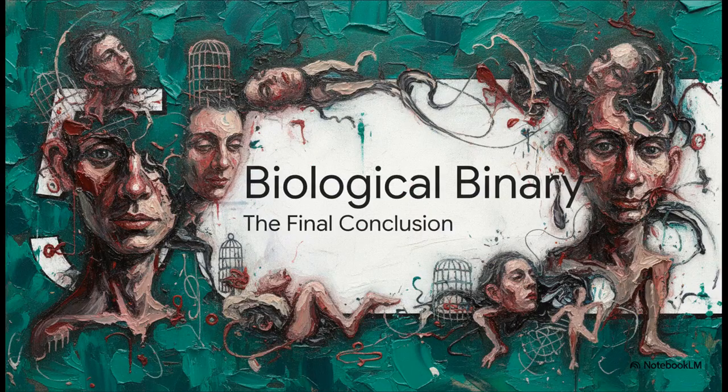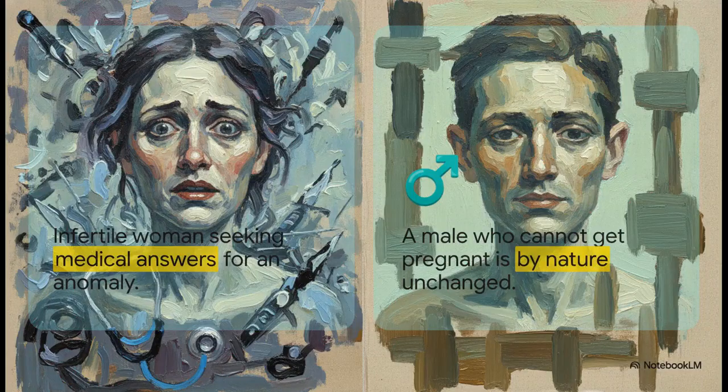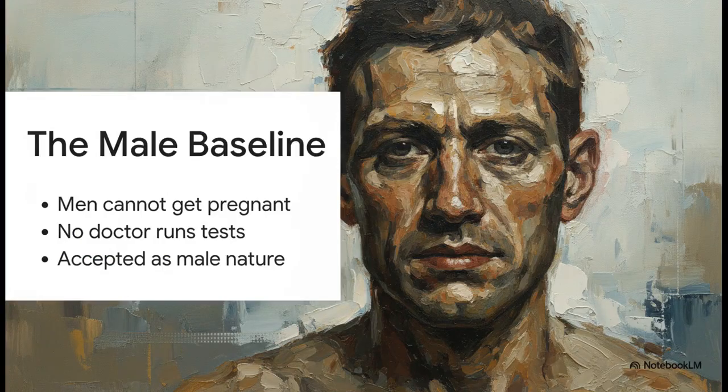Finally, we reach Part 5, the biological binary conclusion. Here is the conclusion of the speaker's logical deduction. All the previous analogies and definitions are brought together to finalize the boundaries of human identity within this framework. To solidify the argument, the speaker contrasts the woman's medical scenario with a hypothetical medical scenario involving a male. We have the infertile woman seeking medical answers on one side, and on the other, a male who also cannot get pregnant. The crucial point here is how the speaker uses this contrast to map out the absolute limits of their argument.